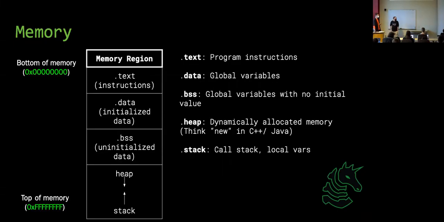This is a little more detail on what each of the sections are. As I said earlier, I'm not going to go too much into the three sections that make up the program itself. But the heap is dynamically allocated memory. Think of when you use the new keyword in C++ or Java to allocate a new object, or in C when you use malloc. That memory goes into the heap section of memory. And then the stack contains the call stack, which is like the program arguments and local variables.